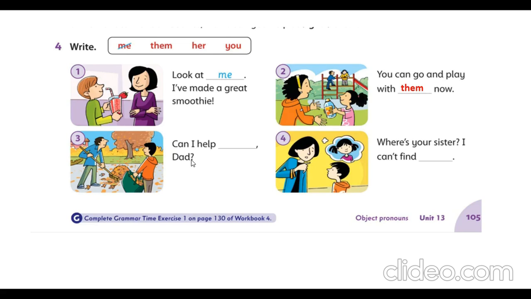Three. Can I help? Can I? I is the subject. And whom am I going to help? Can I help? And I'm talking to my dad. Since I'm talking to my dad, I won't use can I help her, because the picture doesn't show anyone else, only that I'm talking to my dad. So, can I help you, dad? Can I help you, dad?